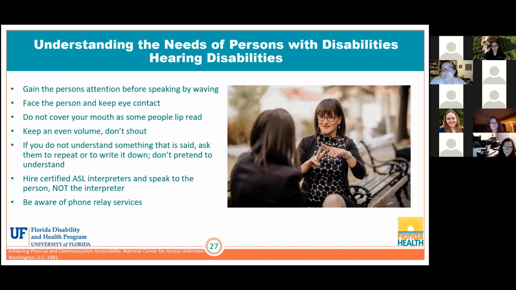You also don't want to cover your mouth because some people do lip read. And in fact, in general, lip reading helps with auditory processing for pretty much everybody. So keep a clear view of your mouth. I mean, obviously keep it clean, but anyway, keep an even volume, don't shout.